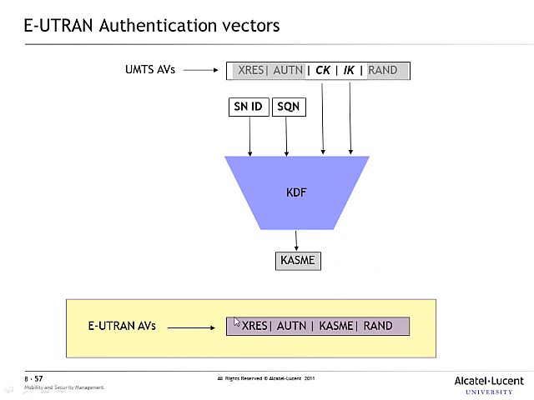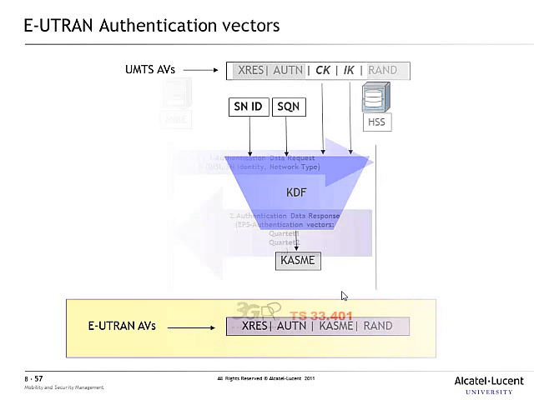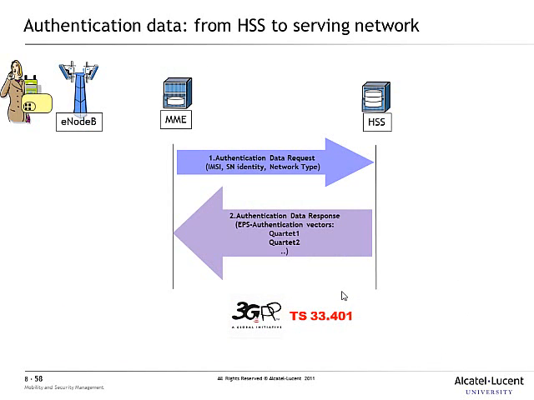Again, I believe this shouldn't be called an authentication vector. It should be called a security vector because it has everything related to authentication, ciphering, and integrity protection in it. So how does authentication work in the case of LTE?